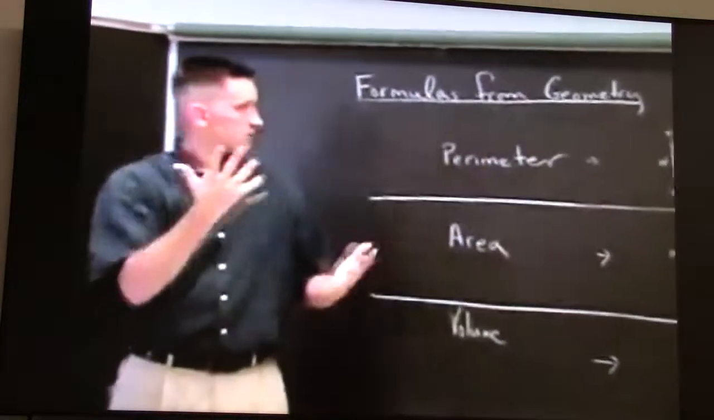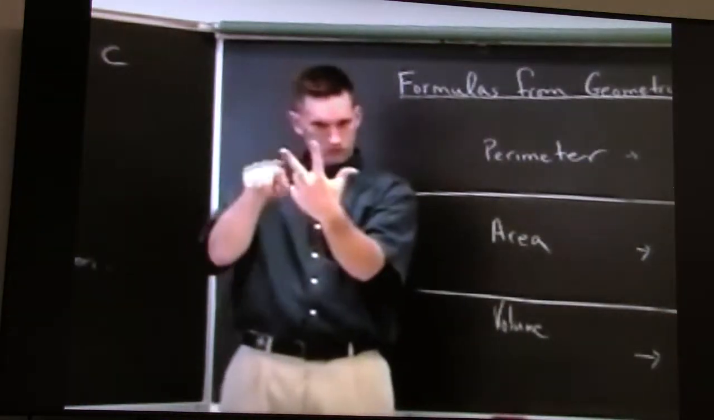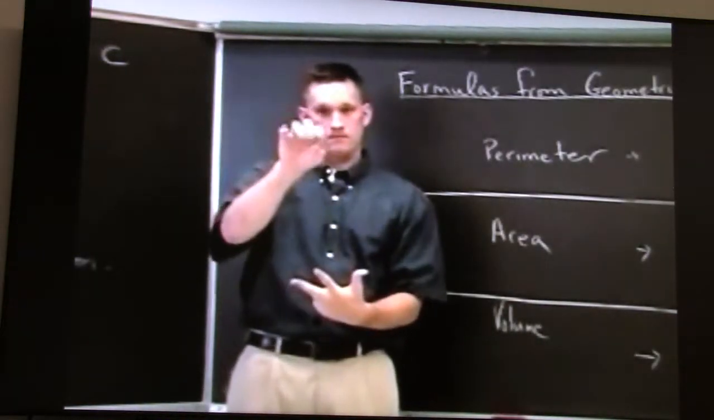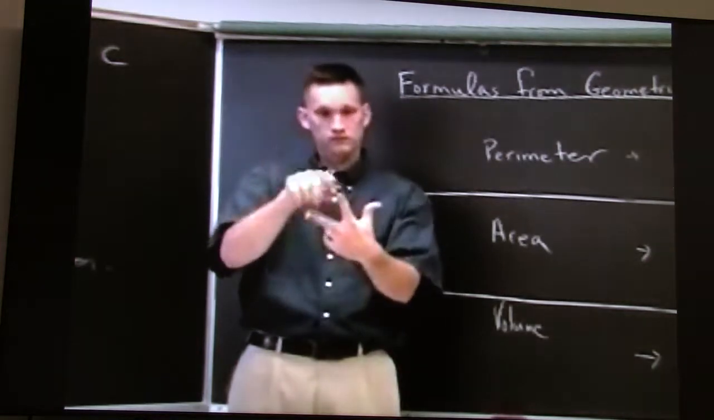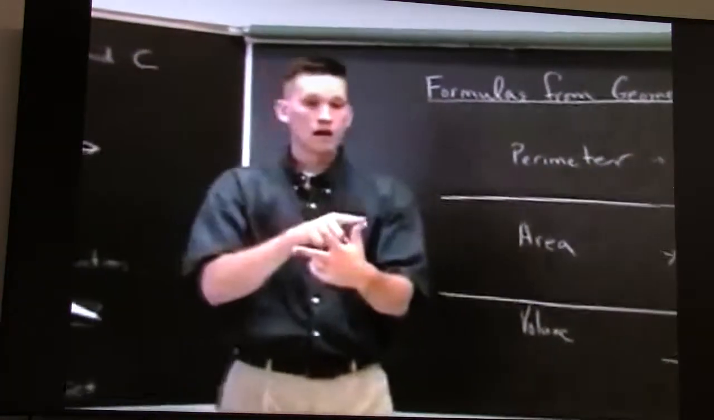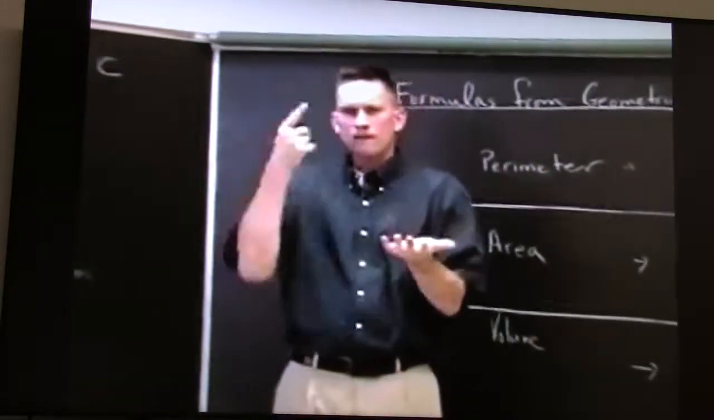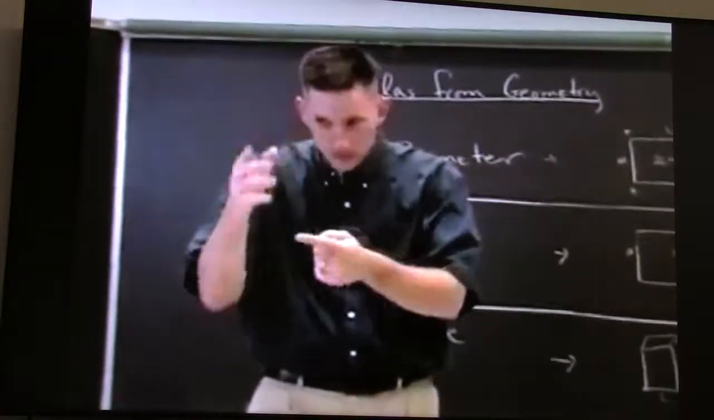Alright, so today what we're going to discuss are formulas in geometry. The first one that we're going to talk about is perimeter, the second one is area, and the third one is volume. So, for the first one, perimeter, what is it? Do you know?